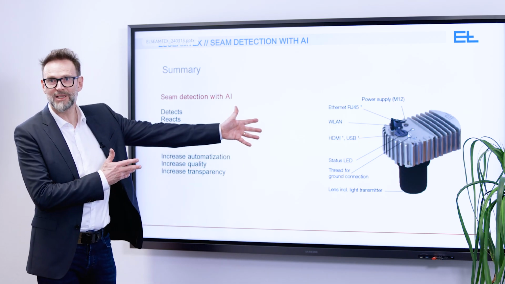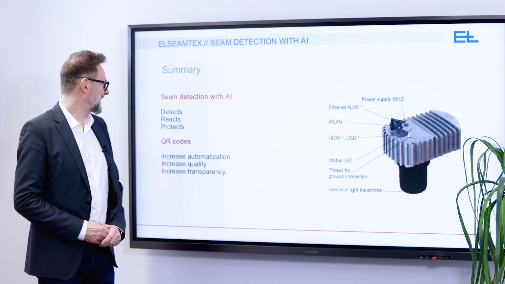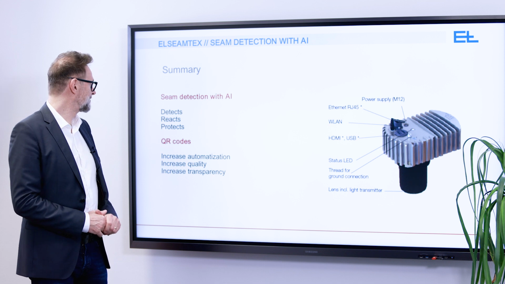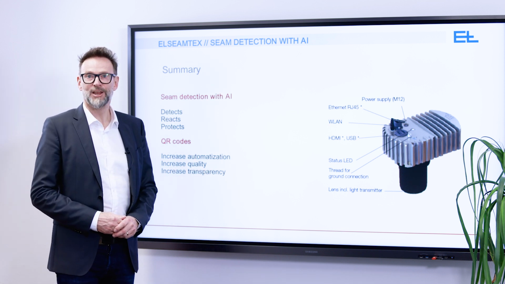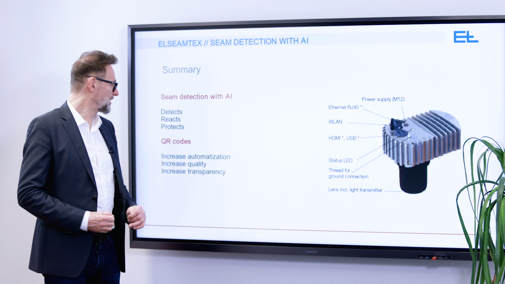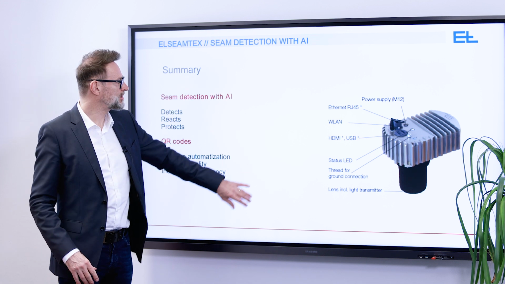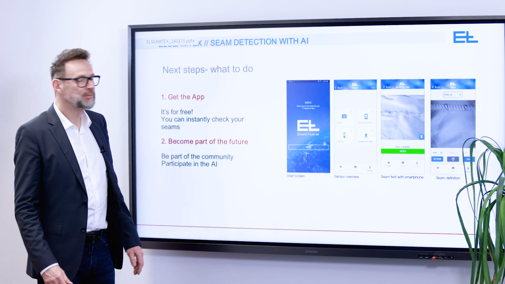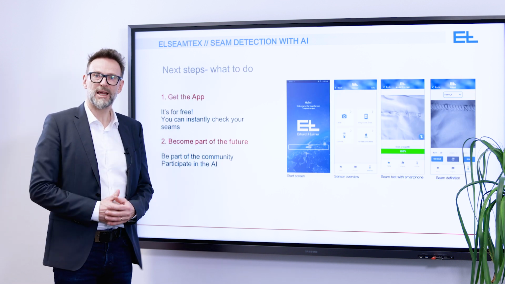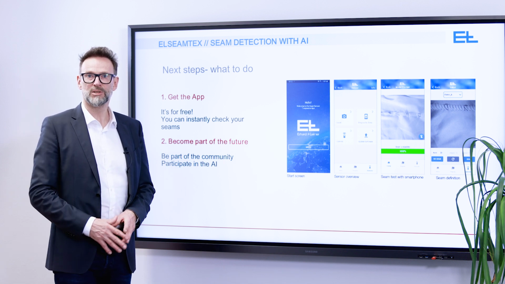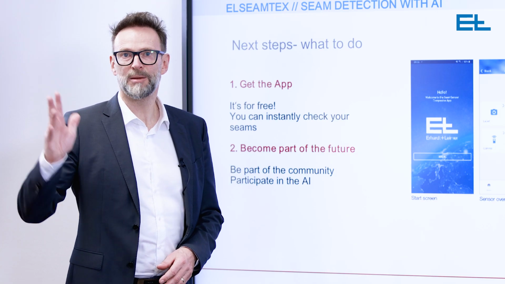And this is how it looks like. The seam detector detects, it reacts, it protects, and it helps you increase the automation and the quality and the transparency. With that seam detector, you will also be able to create digital twins and to have a much better roll down of your production process, every single piece by piece by piece.